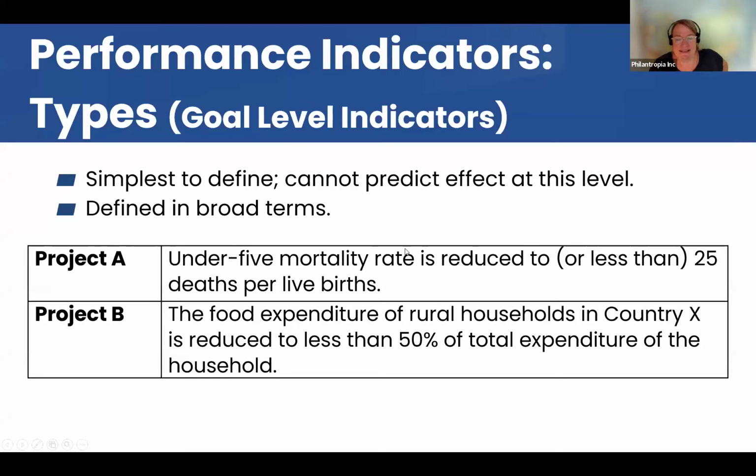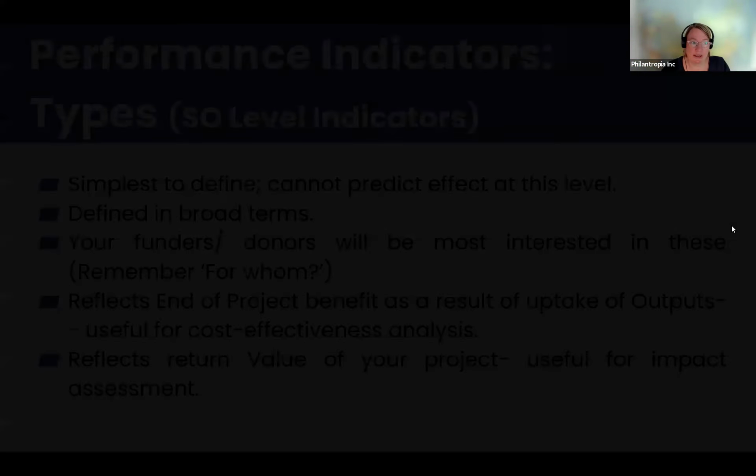So here in these examples, they still have specific numbers, but oftentimes you will find indicators at this level really in broad terms. So mortality is reduced to a specific number of deaths per live births, or the expenditure is reduced, or maybe even more general, the health situation is improved, people's nutrition is better, etc. So this can be broad because you are at this high impact level where you can report this way.